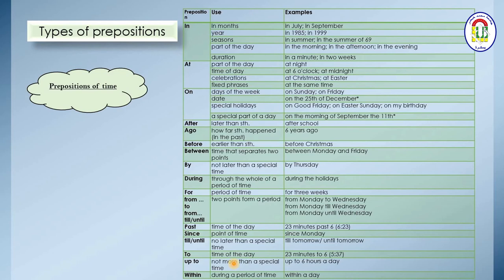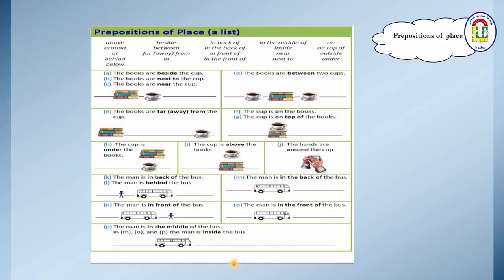Not more than a special time. Up to 6 hours a day. Okay? Within, during a period of time. Within a day. So I will finish this within a day. So I'm going to normally consume only 1 day in doing this work, or this job. Okay? Now, let's move to the prepositions of place.